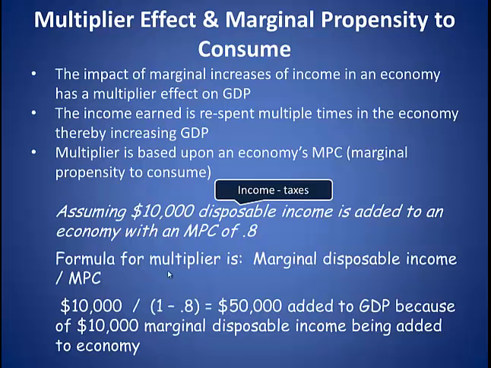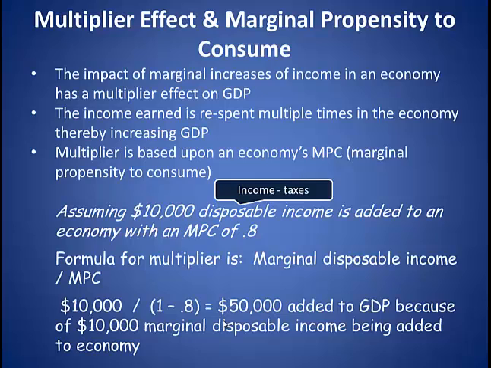The formula for the multiplier is your marginal disposable income, which means your additional disposable income, divided by 1 minus your marginal propensity to consume, your MPC. So let's take the $10,000 example and the MPC of 0.8. We take $10,000 and divide it by the quantity 1 minus 0.8, so that's $10,000 divided by 0.2, which is $50,000.